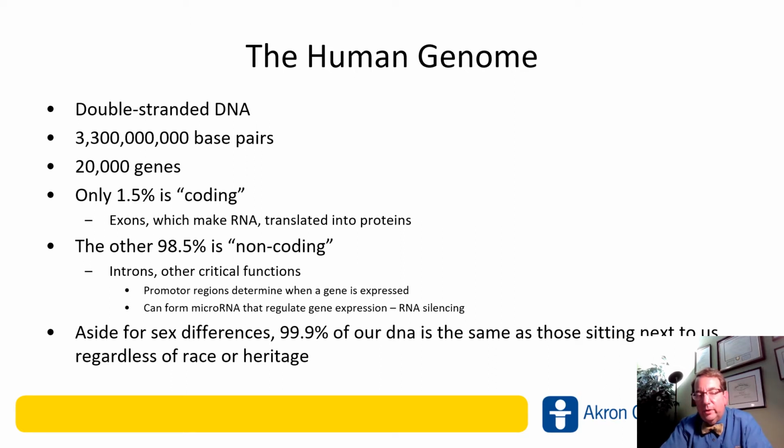And when we order a whole exome sequence, what we're really doing is ordering this 1.5% of the total DNA. There is a test on the market called the whole genome sequence test, and this is starting to explore that other 98.5%, although we still don't know what a lot of this region does and how it affects human health, although we know it does affect human health.